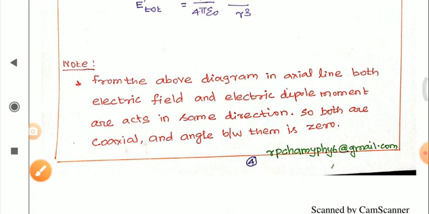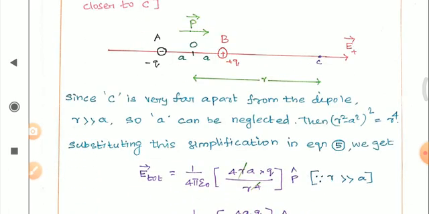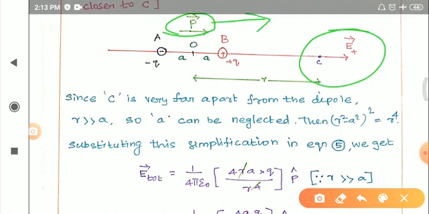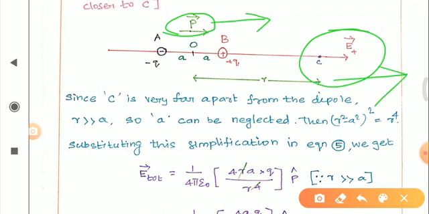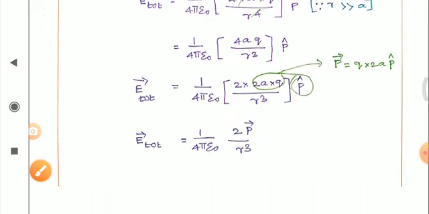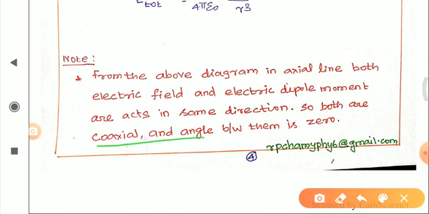Otherwise we can understand from the diagram also. What is given in the diagram? Here we can see the dipole moment along this direction and the electric field acting along this direction. Since both are acting along the same direction, we can say that both electric field and electric dipole moment are coaxial. It is mentioned here. If both are coaxial, the angle between them is always equal to 0.